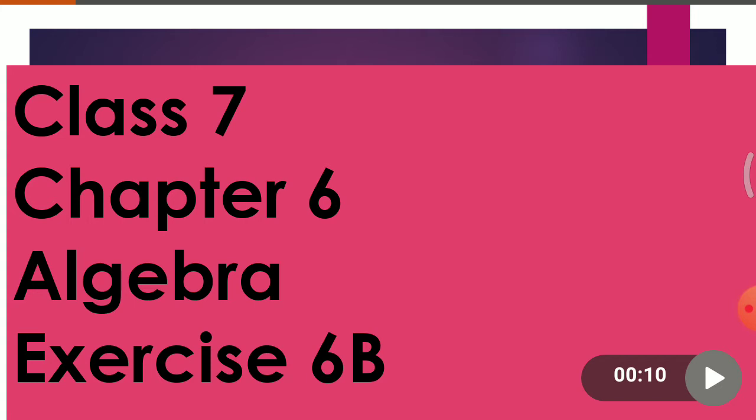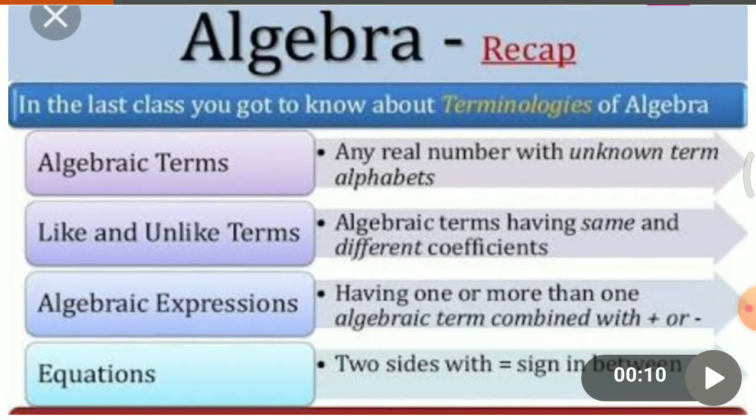First is that, what do you mean by algebraic term? Any real number with a noun term or alphabet are called algebraic term. What do you mean by like and unlike term? Two algebraic terms having same coefficient are called like term, and algebraic terms having different coefficient are called unlike term.